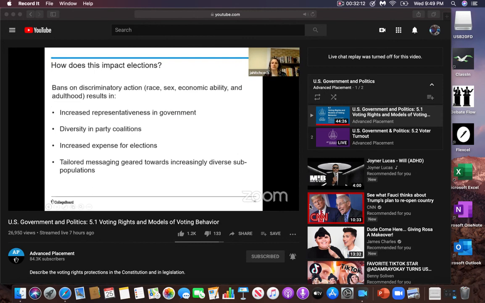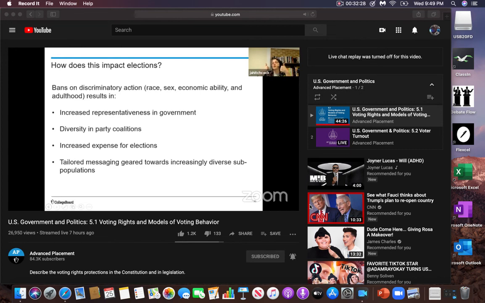Okay. So how does this impact elections now that we've done some practice together? We can see that we've had a ban on discriminatory action based on race, sex, economic ability, and adulthood. That's fantastic, right? What does it do? It boosts our representativeness in Congress.